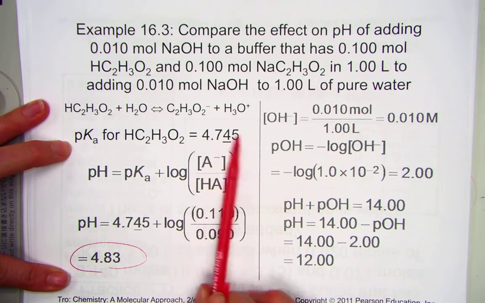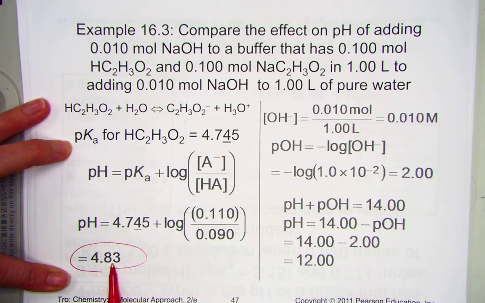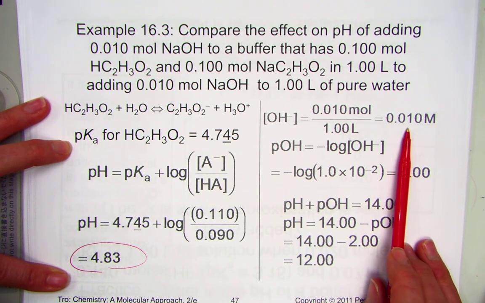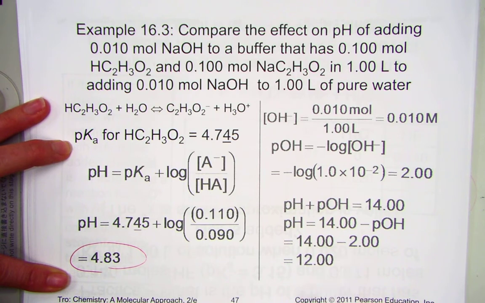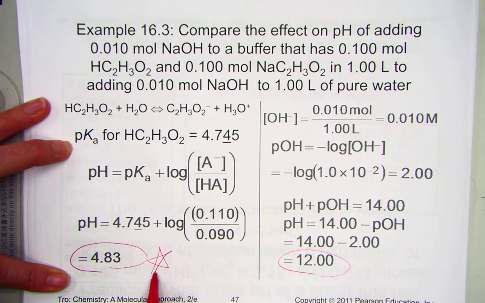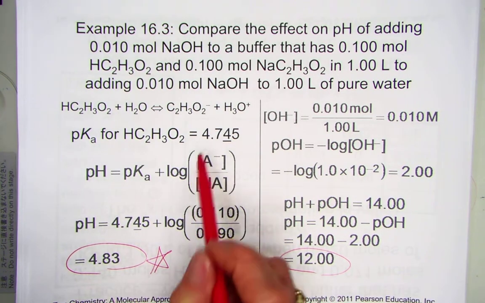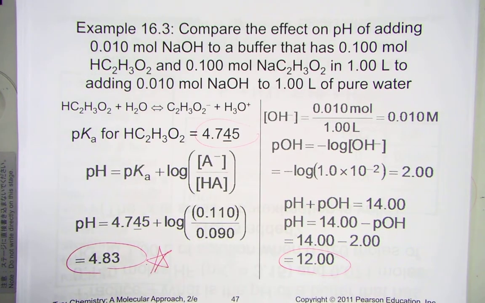It initially started at 4.745 or 4.75. It went up a little, but not much. Compare that to just straightforward sodium hydroxide in pure water. We get a pOH of 2, turning that into a pH of 12. A buffered solution significantly holds the pH in place. Without the buffer, we'd expect it to be 12, and yet it just nudged a little bit from 4.75 to 4.83. So this slide is just emphasizing the purpose of a buffer.